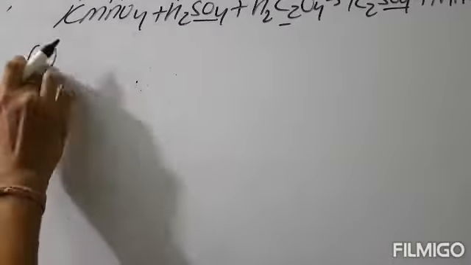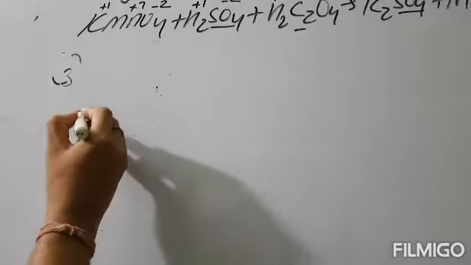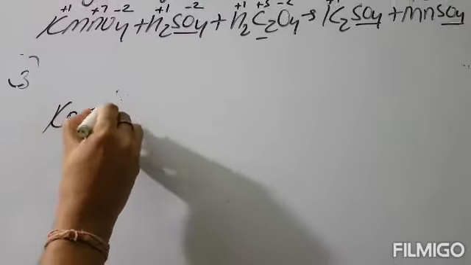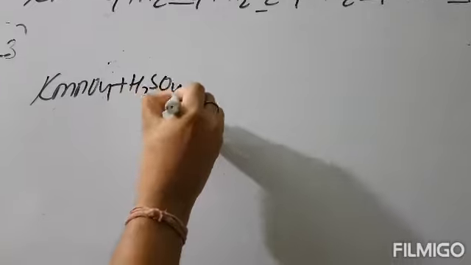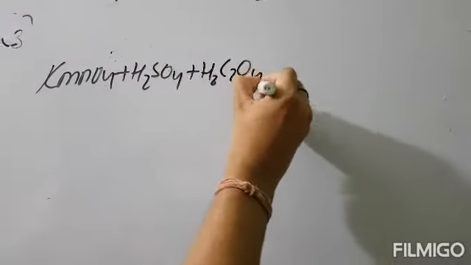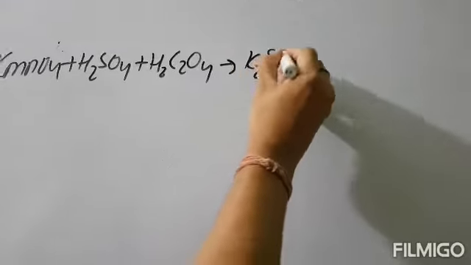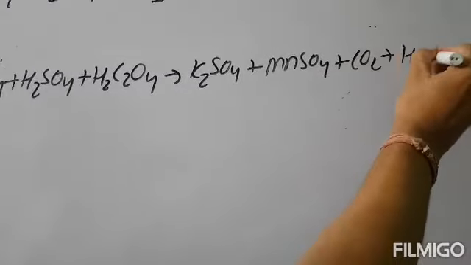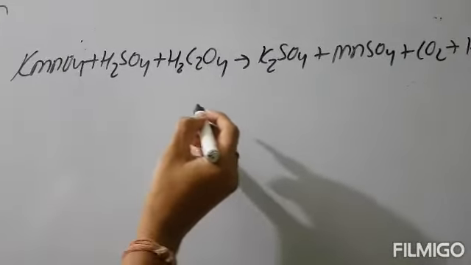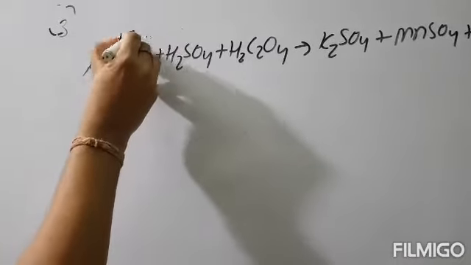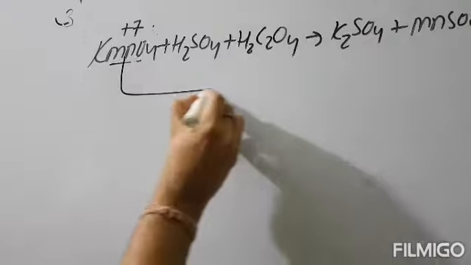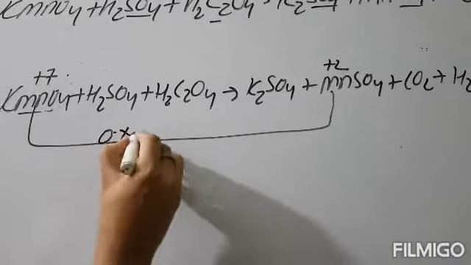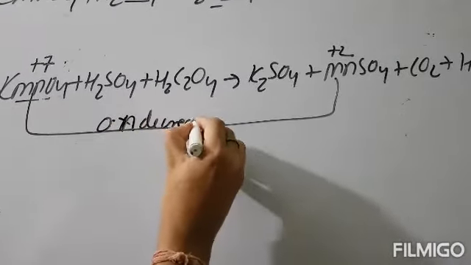Now in the third step, select the atom whose oxidation number increases or decreases. If you see here, KMnO4 plus H2SO4 plus H2C2O4 will give you K2SO4 plus MnSO4 plus CO2 plus H2O. Manganese was +7 and it has gone to +2. So the oxidation number decreases, and this is reduction.